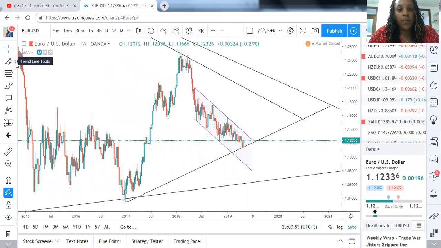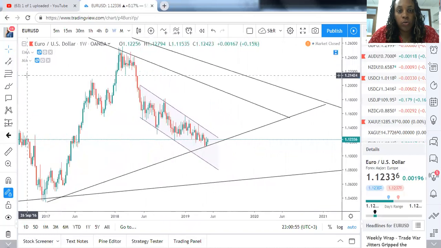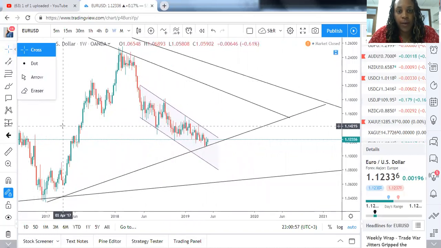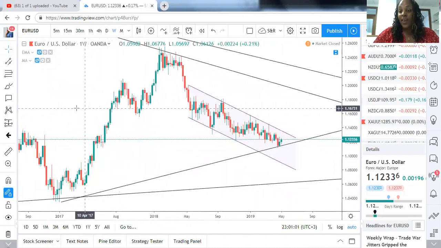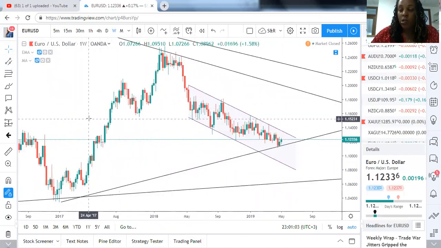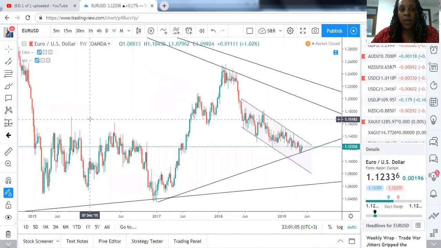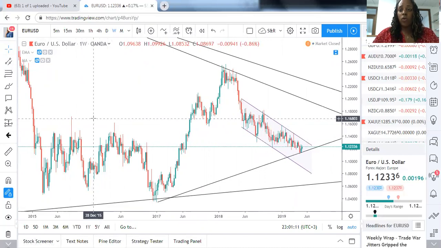Now, what we can also do here is we can identify structure. Now, structure in this case would be support or resistance. And it's good to identify structure because then you also look at areas that the trade can actually reverse as well, right?